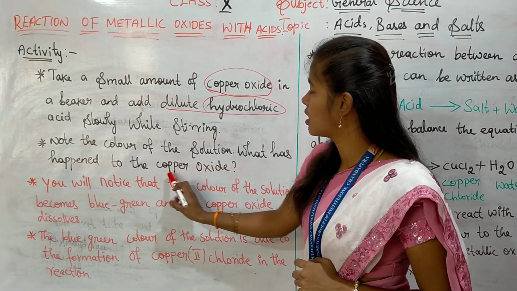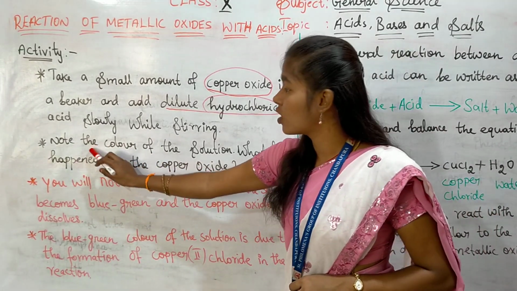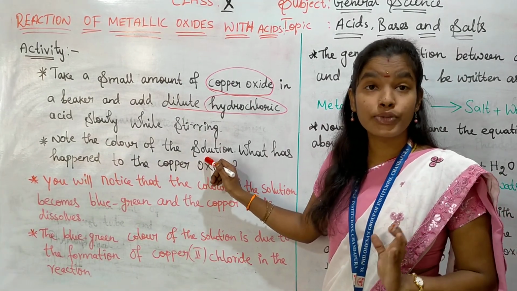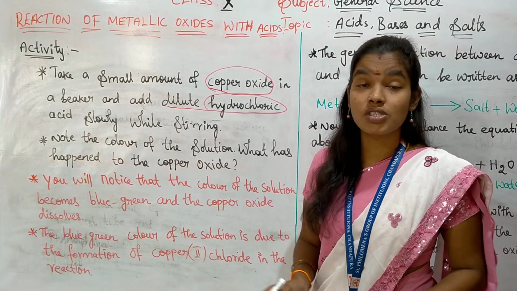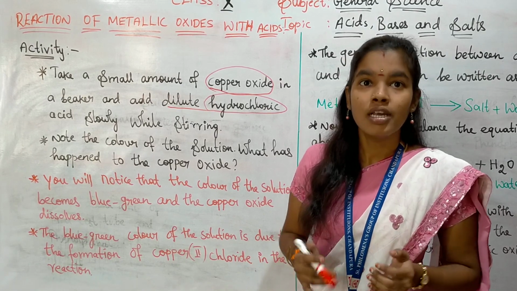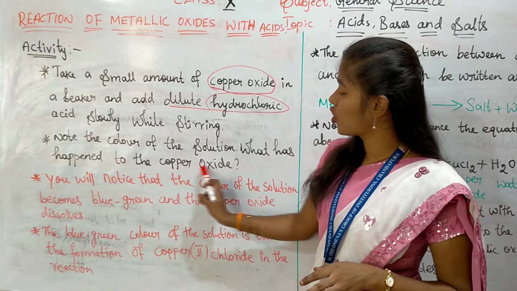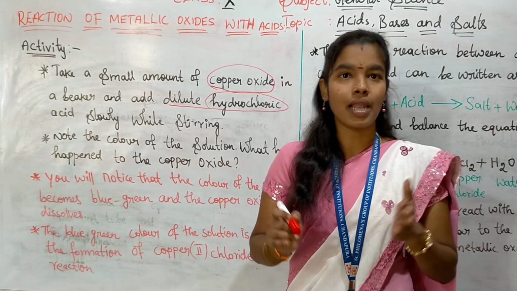Note the color of the solution. What has happened to the copper oxide? After adding hydrochloric acid, we have to observe the color of the solution. It slowly changes. Copper oxide is black in color.